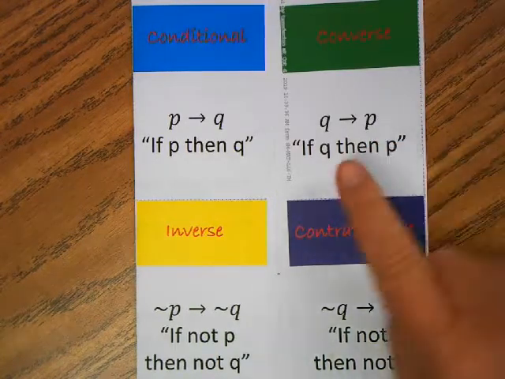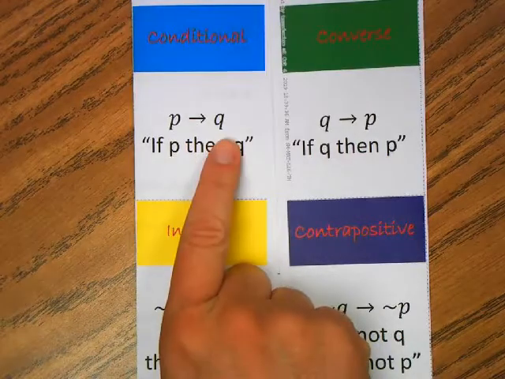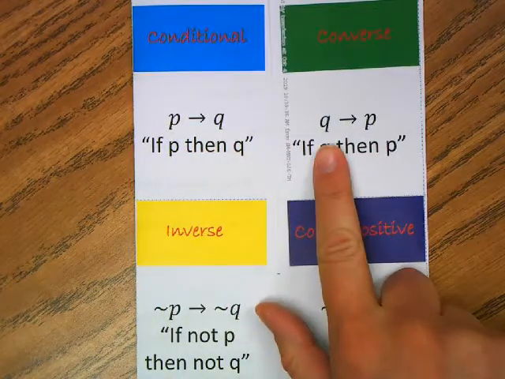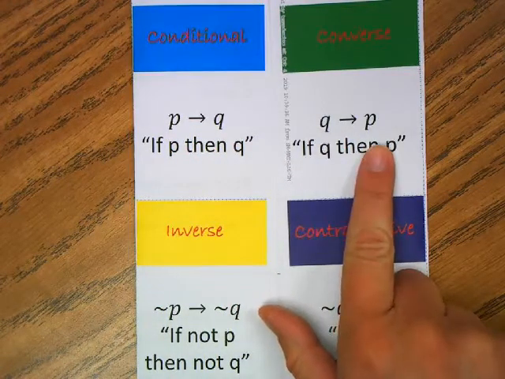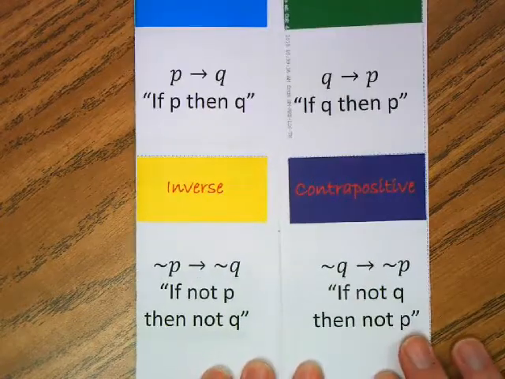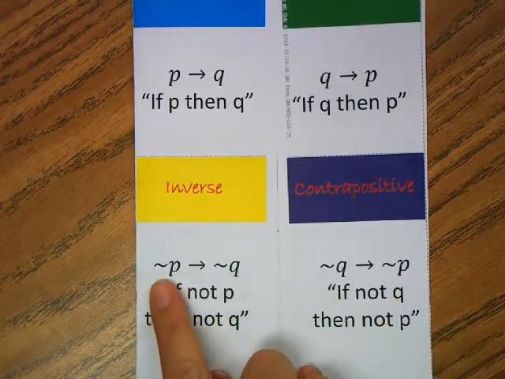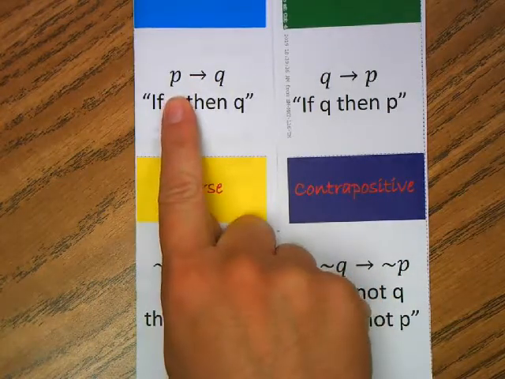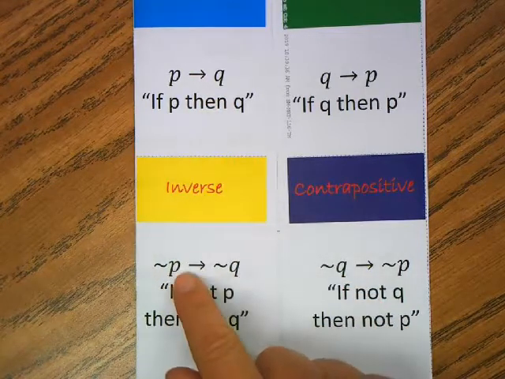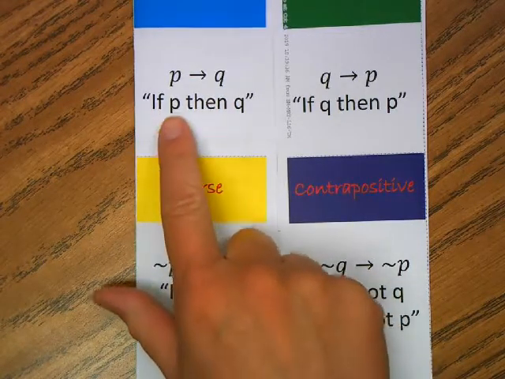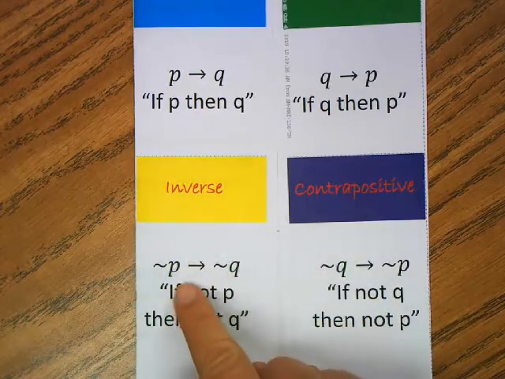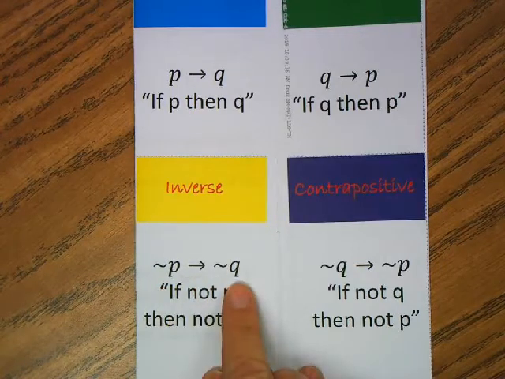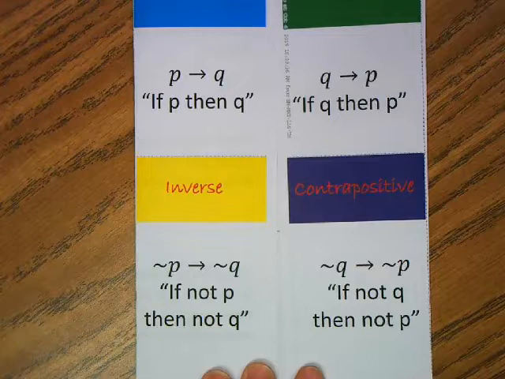For the converse, you are going to switch the hypothesis and conclusion around. So instead of saying if P then Q, you're going to switch it around and say if Q then P. For the inverse, you'll notice the negation symbol is back. So if the conditional statement is if P then Q, the inverse is negating it. So you'll say if not P, then not Q.